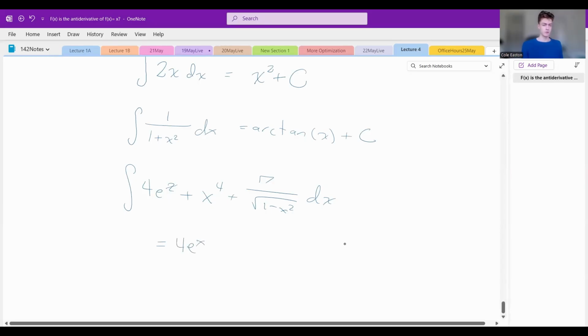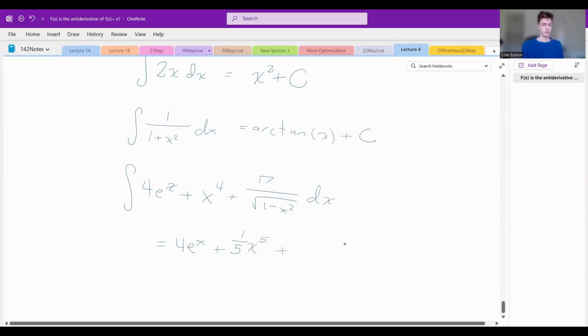Right, you can double check, take the derivative of 4e to the x. You're still going to have 4e to the x, so that works. Plus, what's the antiderivative of x to the 4th? Well, remember that we're going to raise the power by 1. So we have x to the 5th, and then we're going to divide by that new power. So I can put a 1/5 out in front, and you can double check to make sure that derivative works.